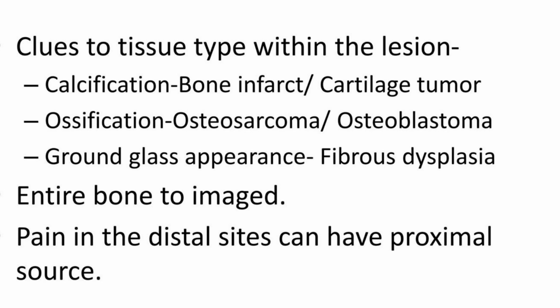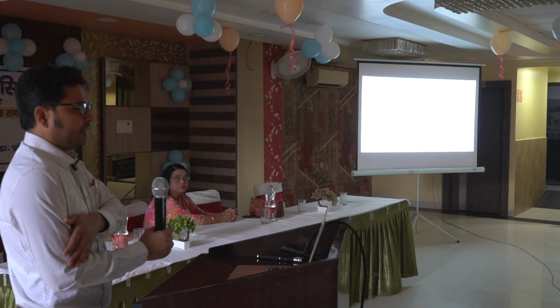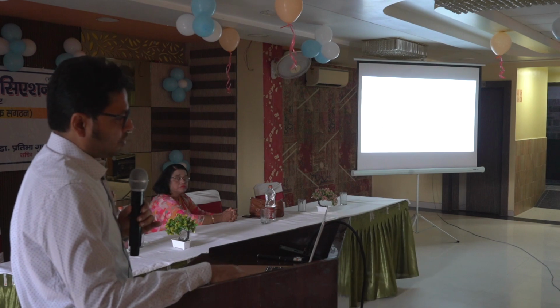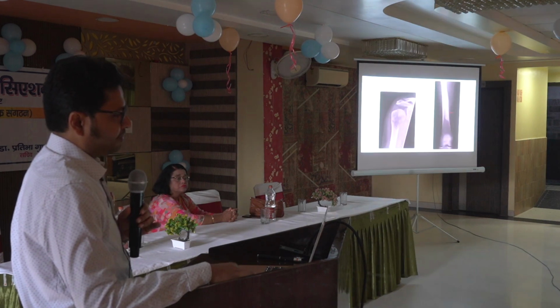Entire bone imaging should be done. If you see a fracture, suppose in the proximal humerus, then you should do an X-ray of the entire bone from one joint to the other joint. So the nearest two joints should be investigated.